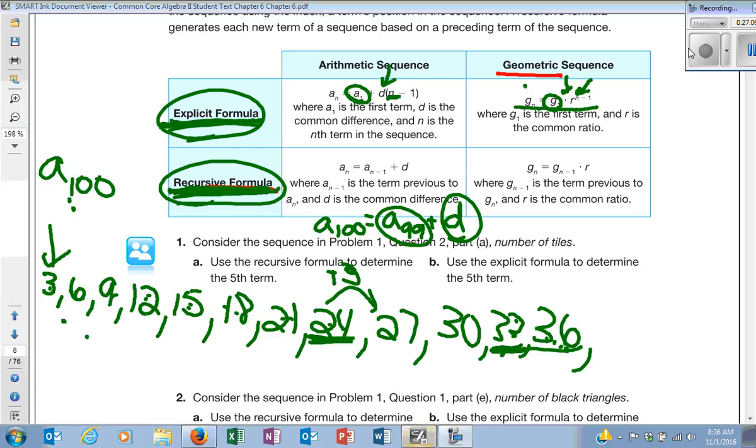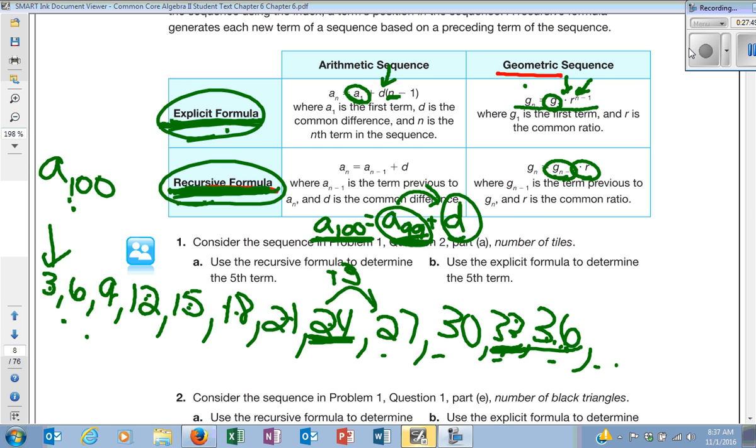For recursive, you must know the number in front of it in order to find the next one. So like I said here, if you were trying to find A at 100, someone would have to tell you what A99 is, and then you would just add the common difference to get to the next one. But if you don't know it, you'd have to keep adding until you found it. It would take forever. This one right here, same thing with geometric. You would have to take the term before it and multiply by the common ratio. So recursive, you have to know the one in front of it. Explicit, you can find anyone, anywhere, anytime.